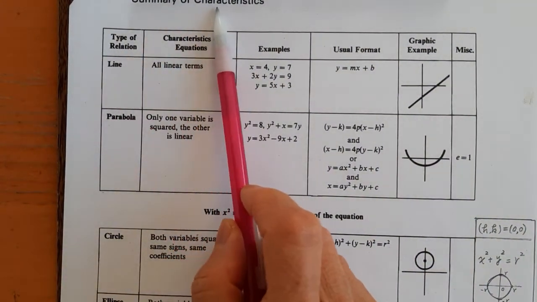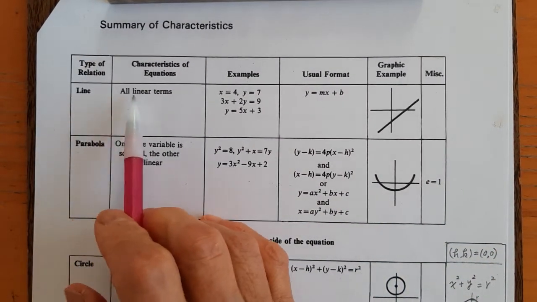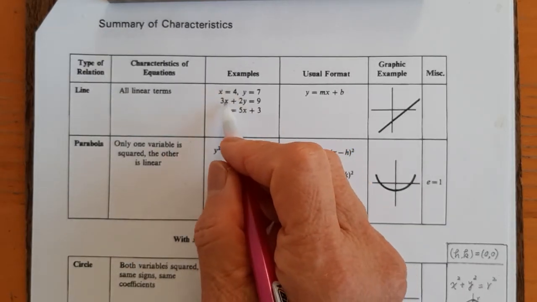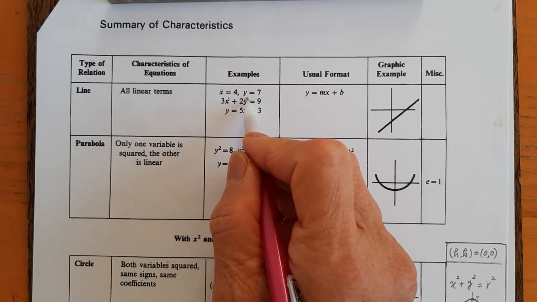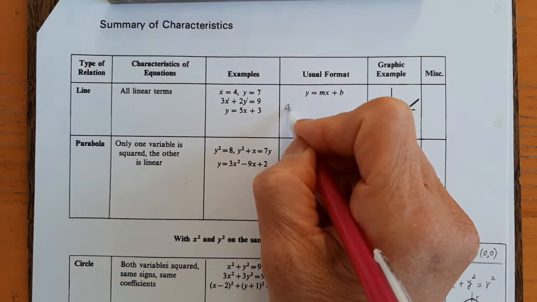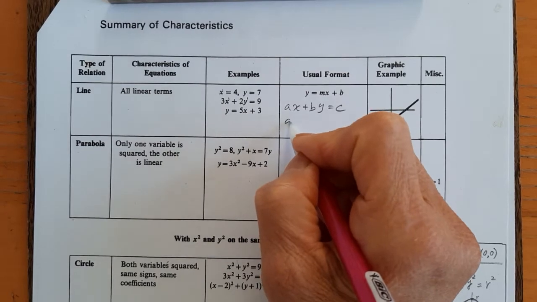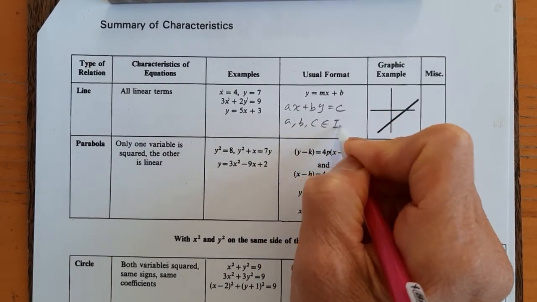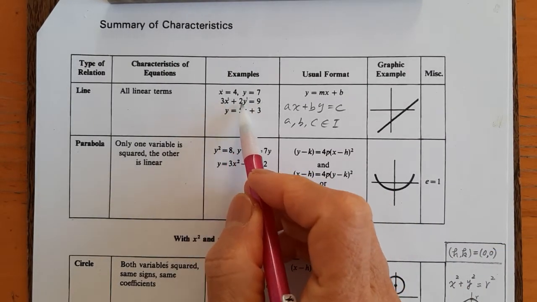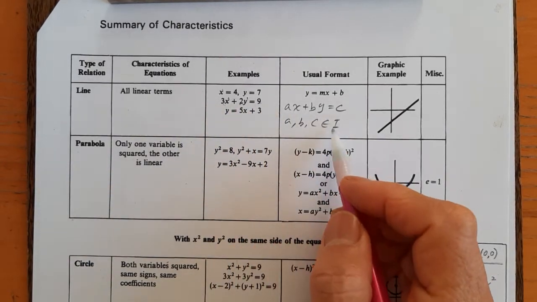Types of relations, summarizing their characteristics. The first one is a line, or linear terms, where the degree is 1. Like 3x, degree 1, and 2y, degree 1. The general form is ax plus by equals c, where a, b, c are integers. Like 3 to 9, the coefficients a, b, c are integers.